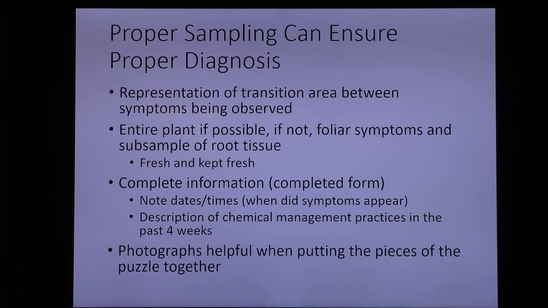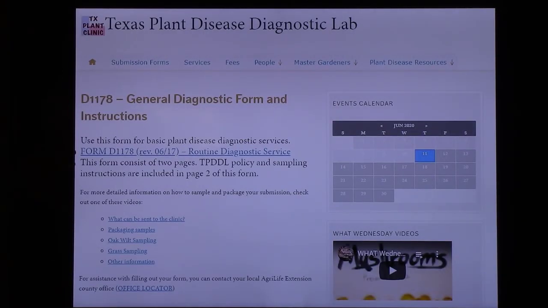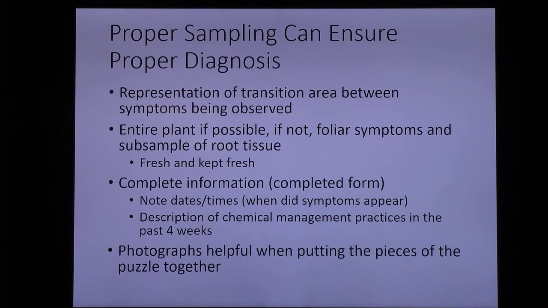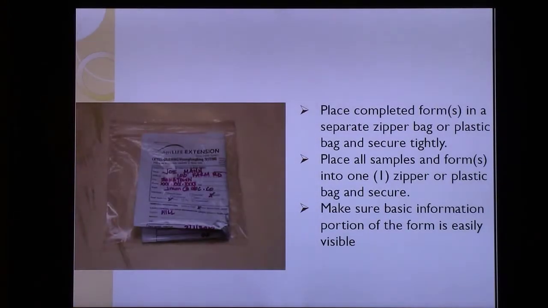There's a form, and it's going to ask several questions. Make sure the form is completed as fully as possible. Times and dates. When did you first notice the symptoms? Have you done any type of chemical control recently? Could this be herbicide damage? And in addition to sending in the plant sample, if you can send in some pictures of the plant, and not just the whole plant itself, but maybe some close-up pictures of the plant and the environment, the area that it's in, that will help piece some of those puzzle pieces together.